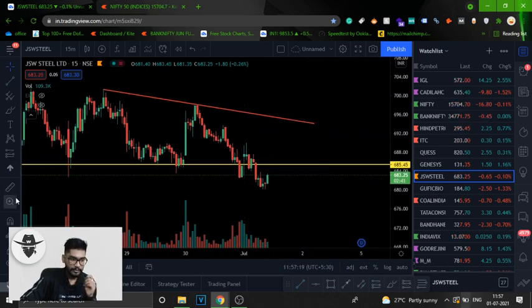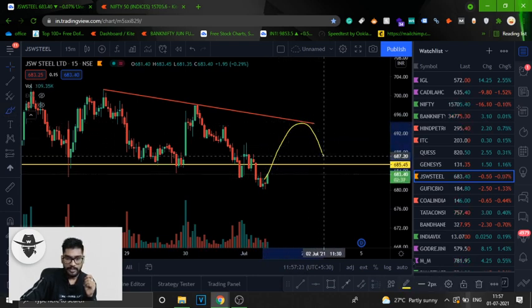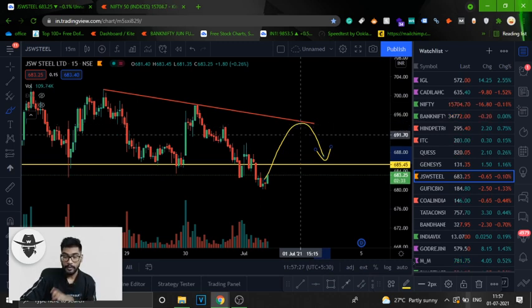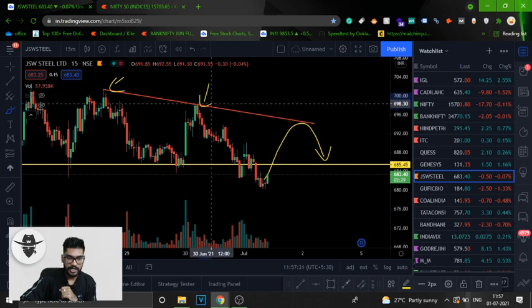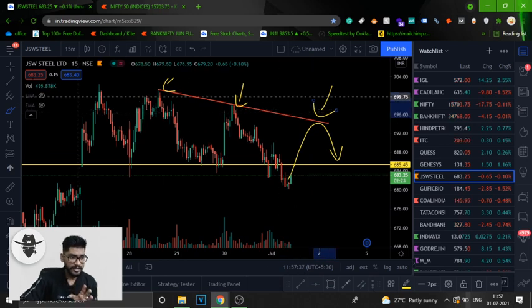Later in the day, when the price gives us a bullish move and comes here, we can expect rejection from there. We can expect the price to go bearish from there. Why? Because this is your first resistance touch, second resistance touch, and this is your third resistance touch in the market. It is as simple as that.